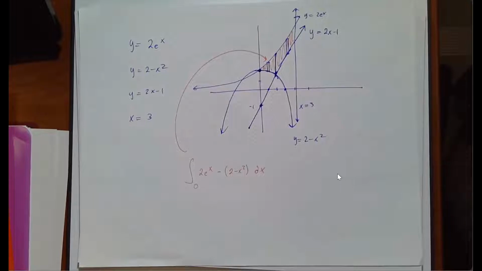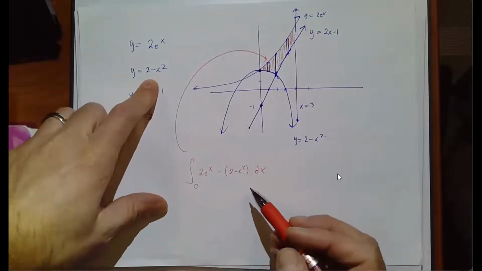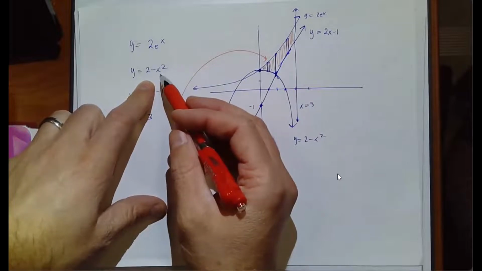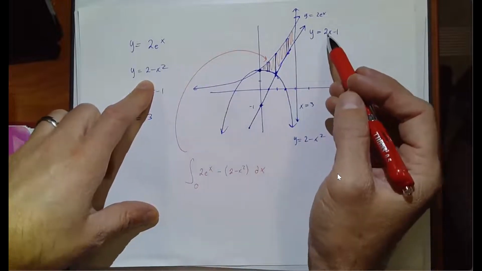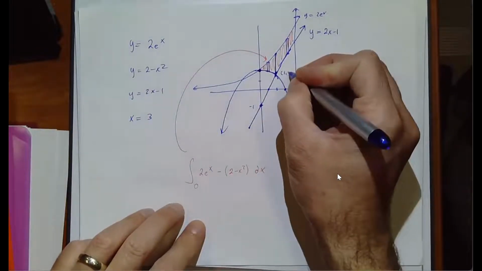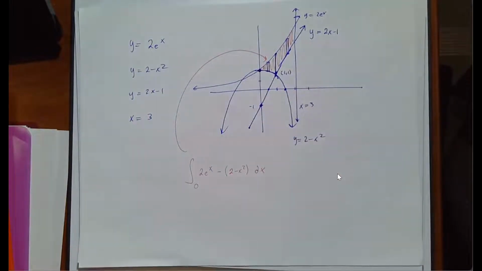So before I even try setting 2 minus x squared equal to 2x minus 1, I'm just going to guess x equal to 1. If I plug in 1, setting this function equal to that function, 2 minus 1 squared is 1. 2 times 1 minus 1 is also 1. So this is the point (1, 1). A lot of the time you can just guess the point of intersection, and it's going to be faster than trying to actually solve the equation.